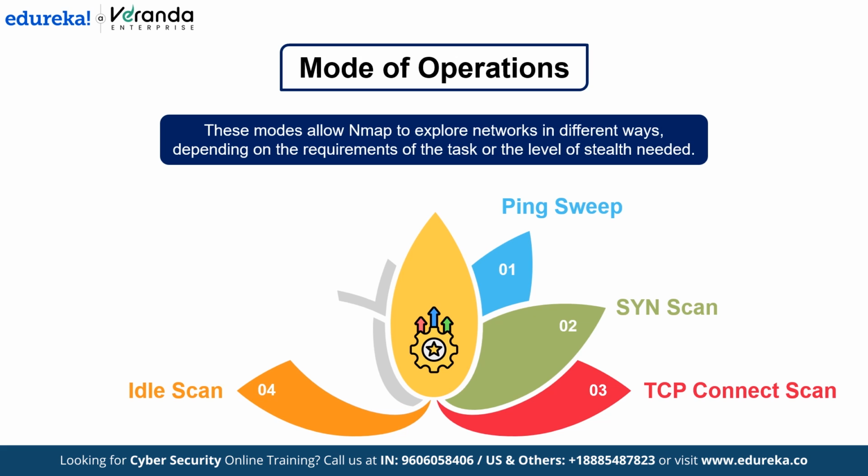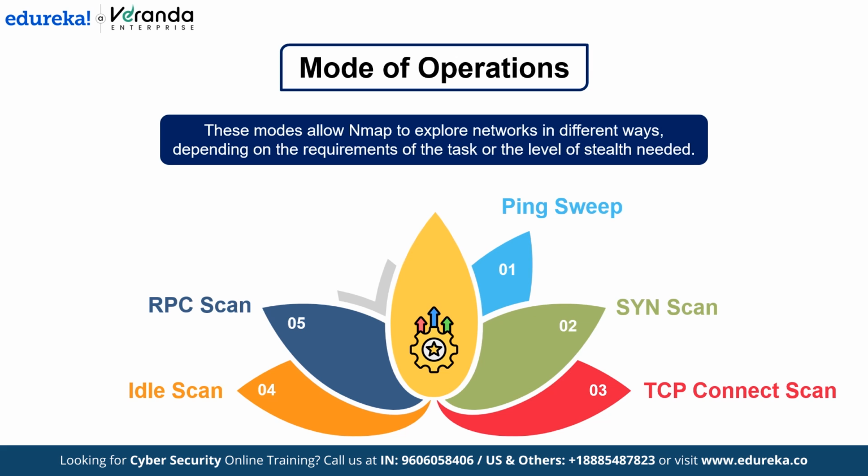The idle scan is a stealthy technique that uses another machine as a decoy. This way, it hides your IP address during the scan, making it highly discreet but also more complex. Then we have the RPC scan. This mode specifically targets RPC services on the network.